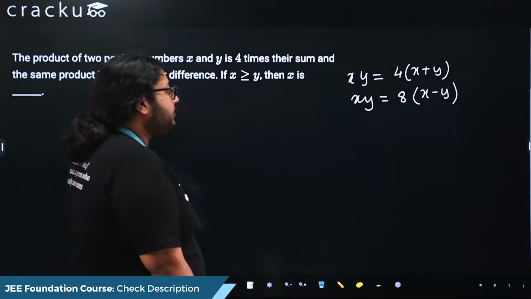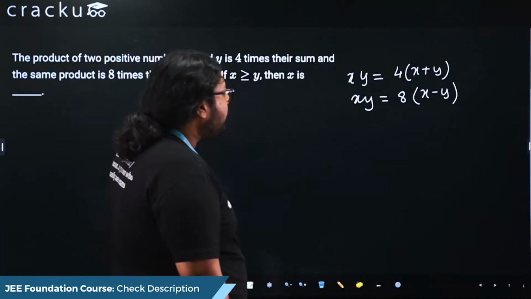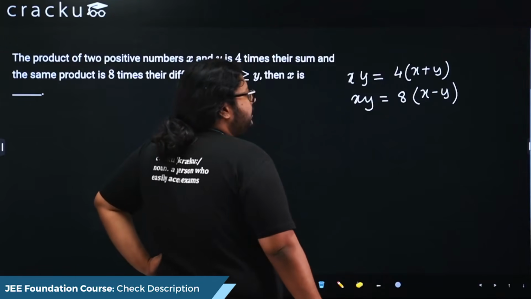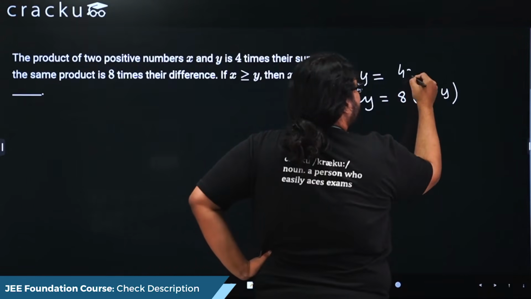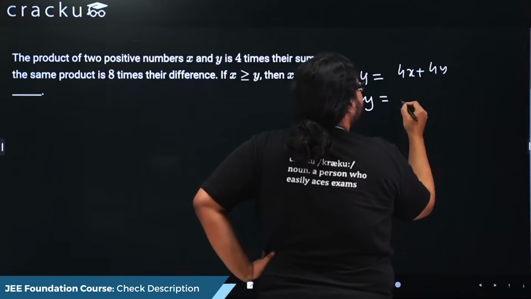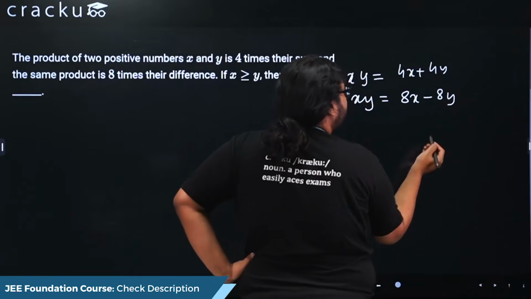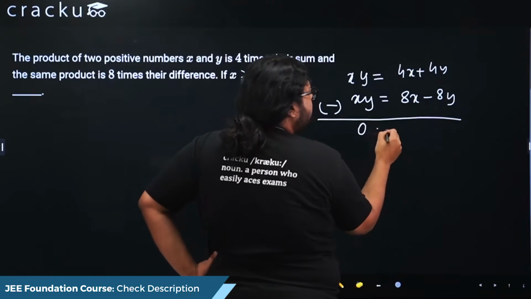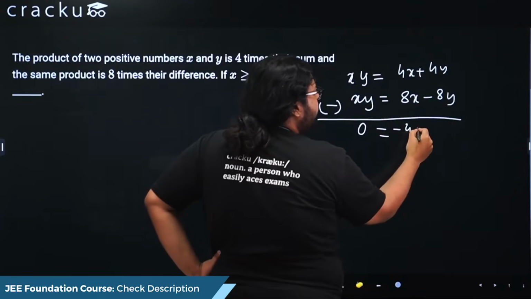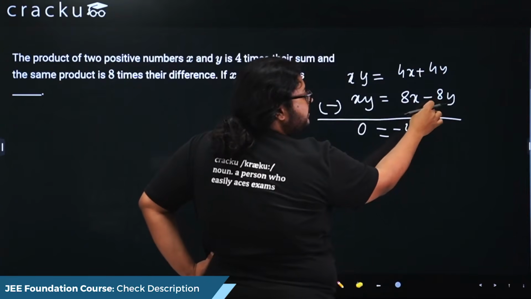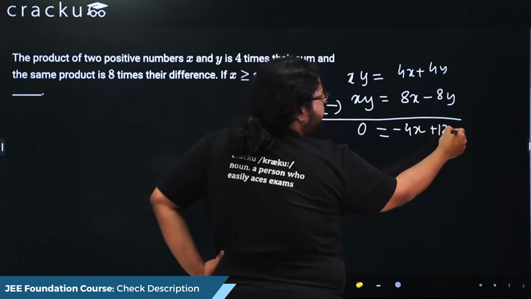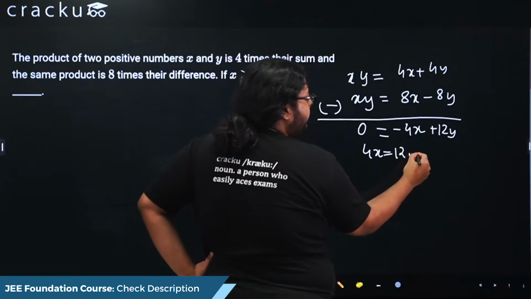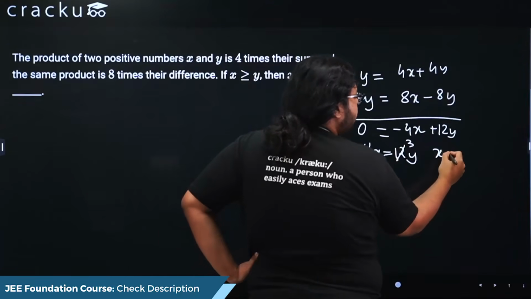Then they want us to figure out the value of x. I think subtraction should be the way to go here. Right, 4x plus 4y, and this is 8x minus 8y. Let's just subtract. That gives me 0 is equal to 4 minus 8, this is minus 4x, and minus minus becomes plus, so this is plus 12y. So that gives me 4x is equal to 12y, or x is equal to thrice y.